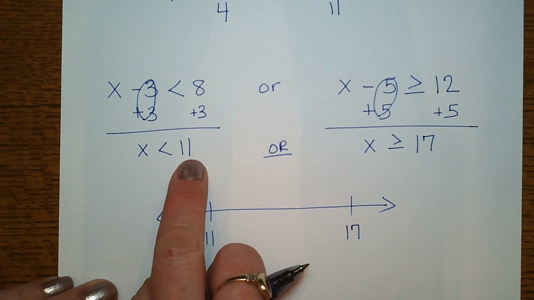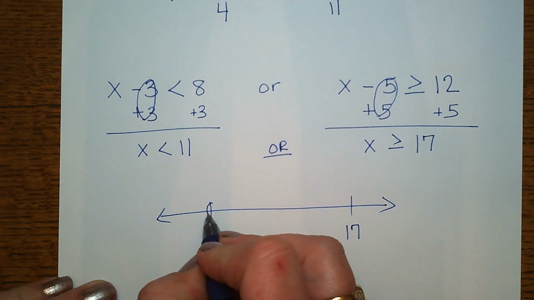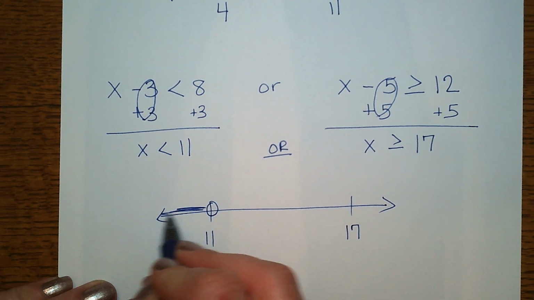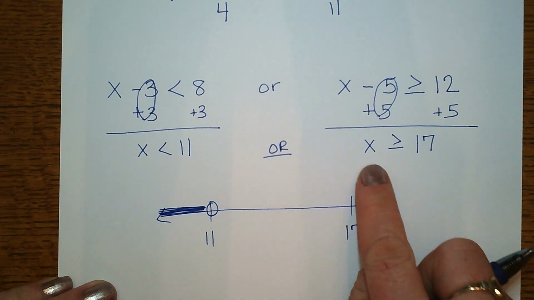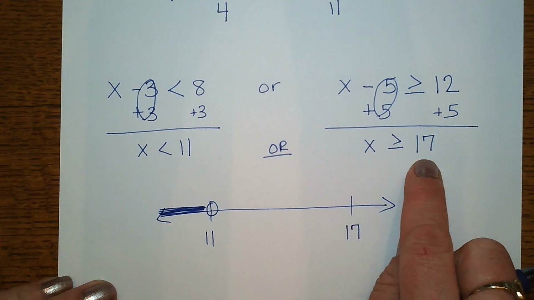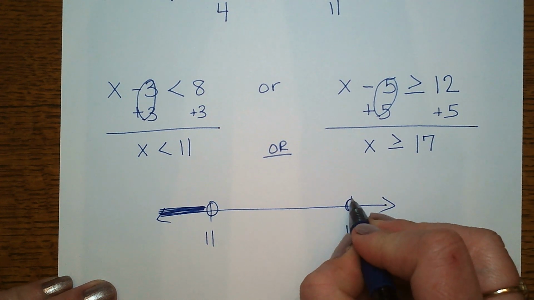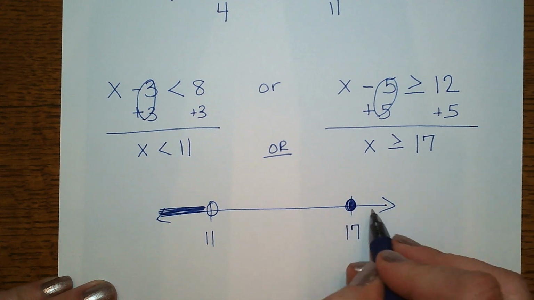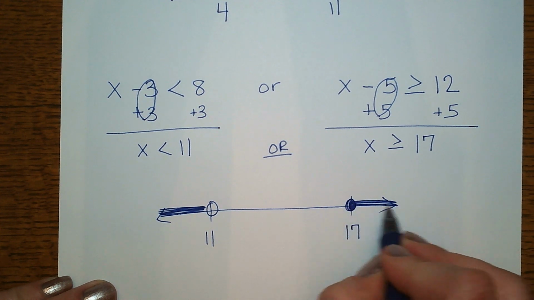X is less than 11. That less than tells me it's an open circle, and my graph goes to the left. X greater than or equal to 17. Greater than or equal to tells me it's a colored in circle, and my graph goes to the right.